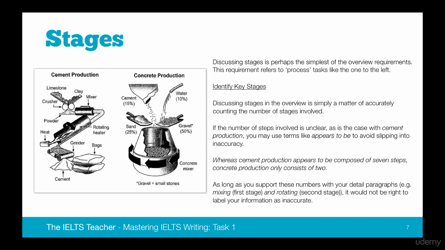As long as you support these numbers in your detail paragraphs, for example, you say that mixing is the first stage and rotating is the second stage, it would not be right to label your information as inaccurate. So you are addressing task requirements appropriately and assuring accuracy, which we're going to talk about in more detail in a couple of lectures' time. But in the next lecture, we're going to focus on identifying information in the detail paragraphs.